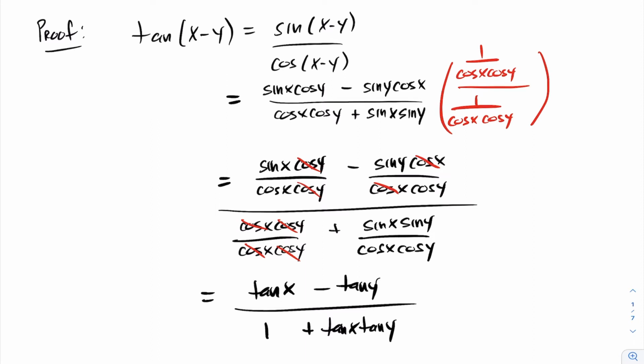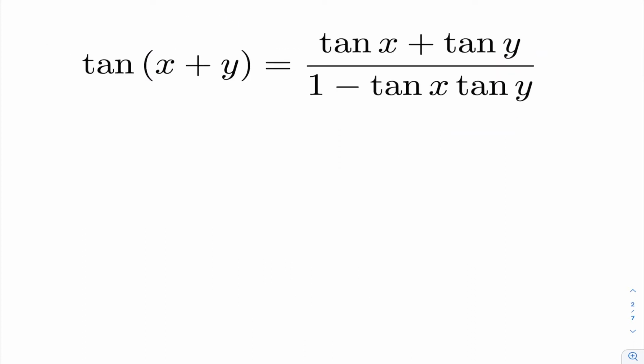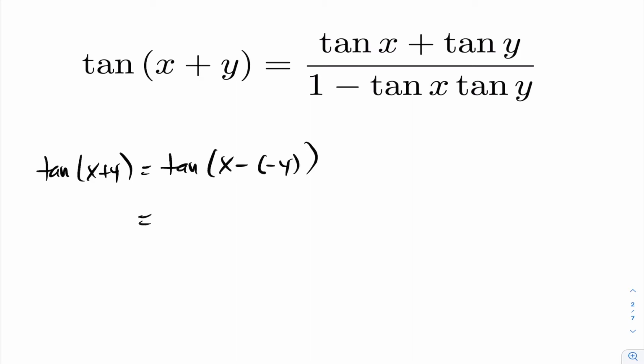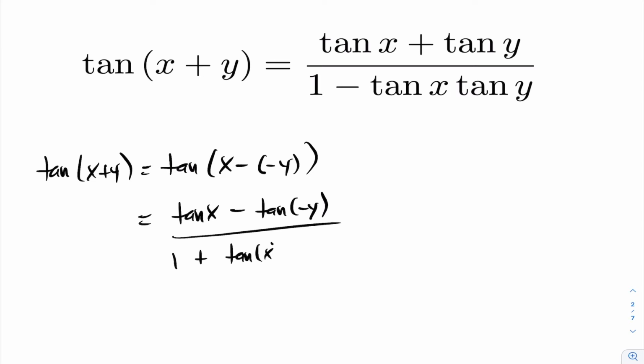Let's take a look at how we find the compound angle formula of tan of x plus y. To show the tan of x plus y is equal to the following, we do a similar trick as we did in a previous lesson. I know the tan of x plus y can be expressed as the tan of x minus negative y. And now using our compound angle formula for x minus y for tan, this would end up being the tan of x minus the tan of negative y over 1 plus the tan of x times the tan of negative y.